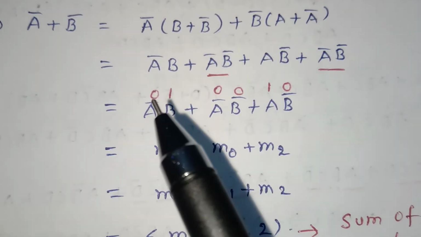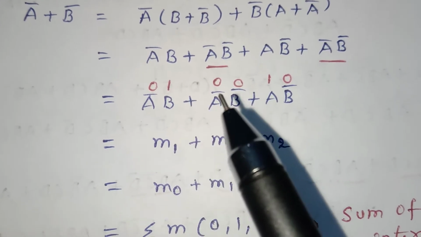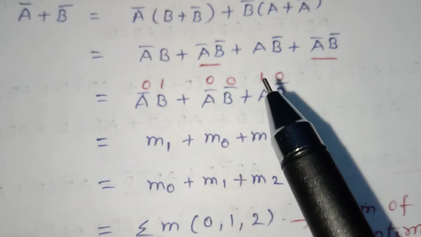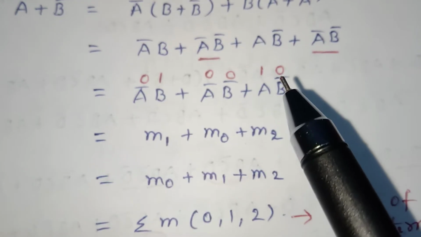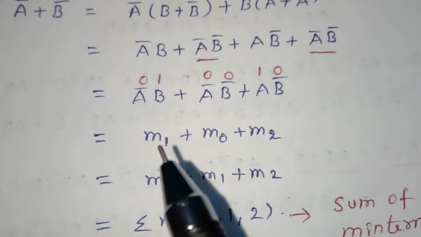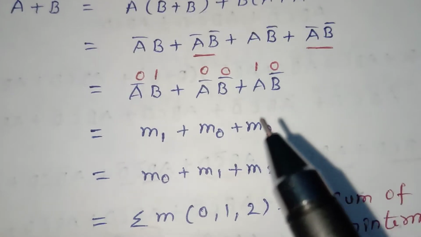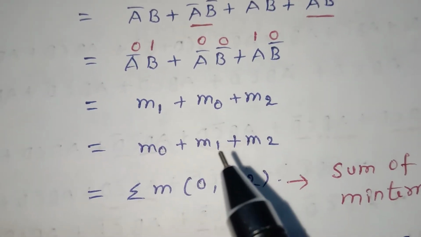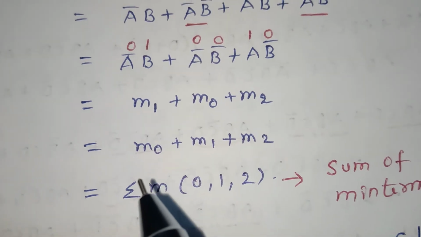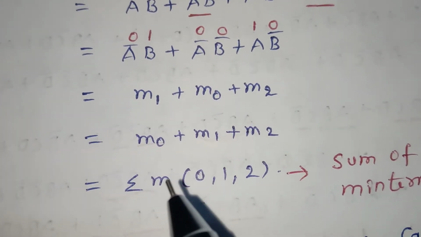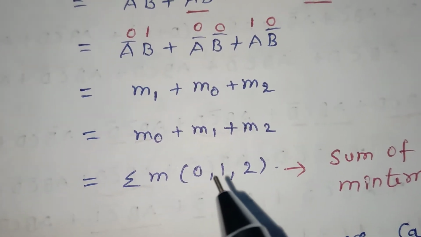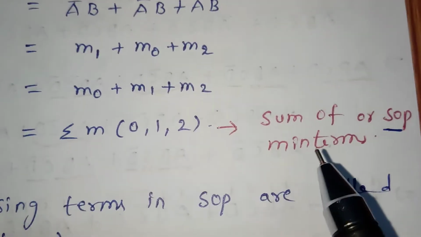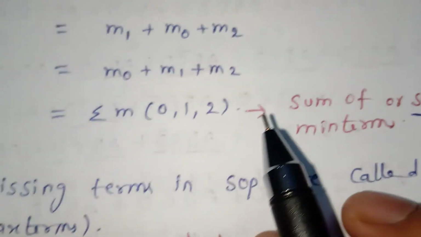Now a bar can be written as 0, b can be written as 1, a bar as 0, b bar as 0, a as 1, b bar as 0. Now it will become m1, m0, m2. Therefore I can write m0 plus m1 plus m2. Then I am going to write in the form of summation m of 0, 1, 2. These are the sum of minterms or sum of products.